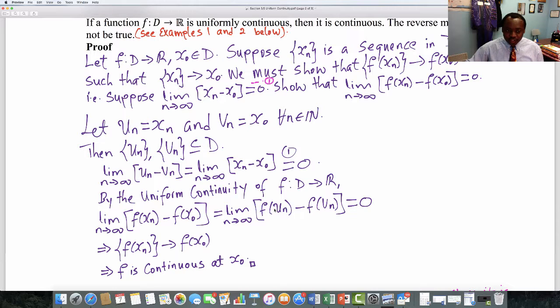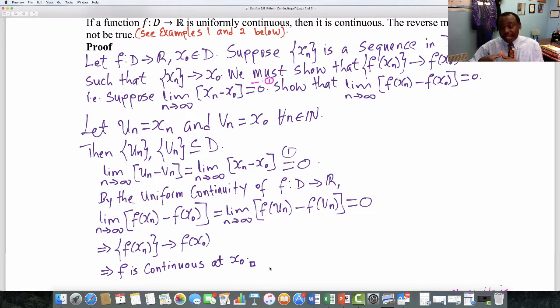But because we have this statement here, by the uniform continuity of f, this equals 0. So what have we done? We have actually shown that the limit as n approaches infinity of f of xn minus f of x0 equals 0, and that means the sequence f of xn converges to f of x0, and that implies f is continuous at x0. So whenever a function f is uniformly continuous on a domain D, then it is continuous.